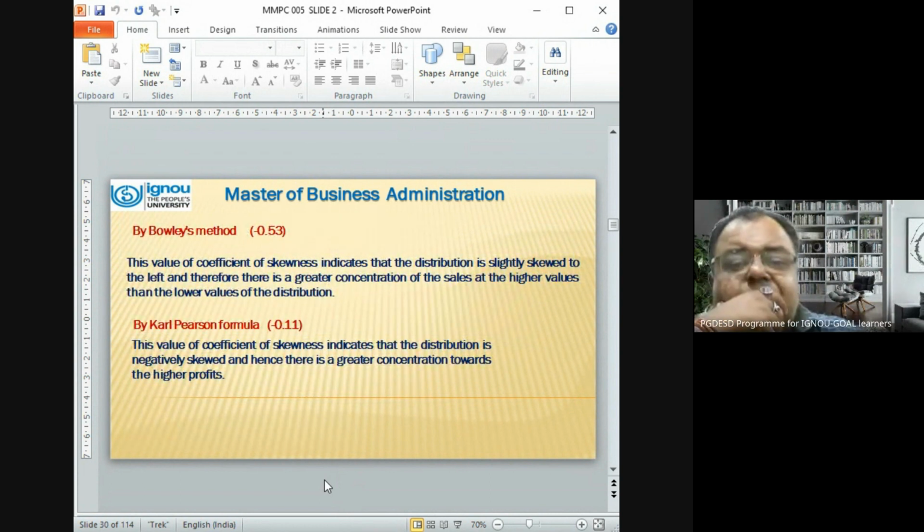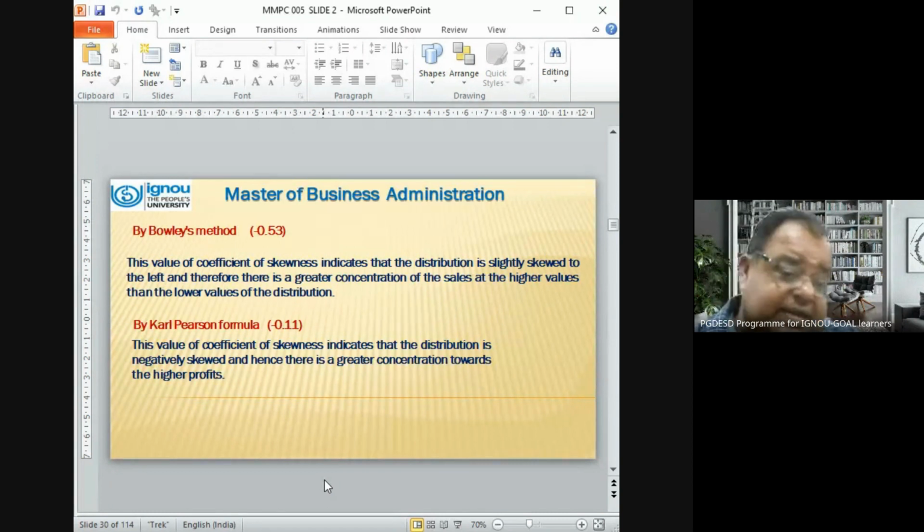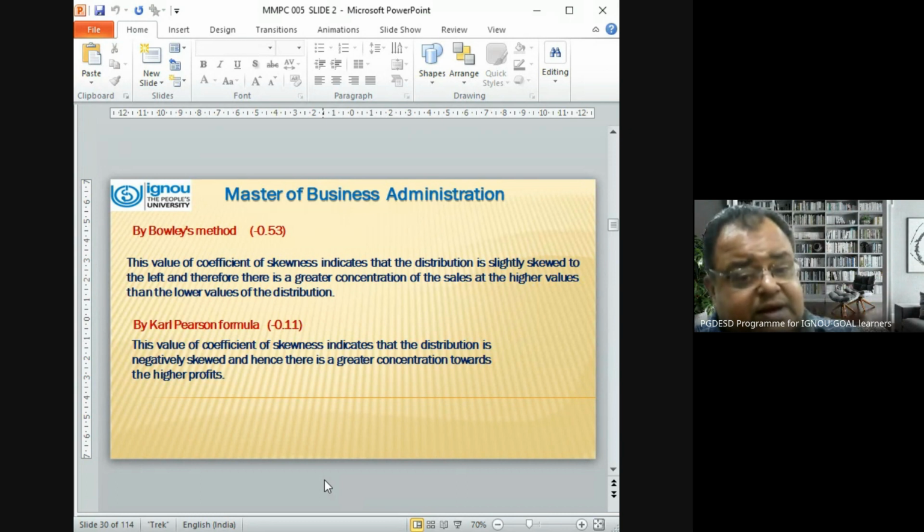Now see, the value of coefficient of skewness indicates that the distribution is slightly skewed to the left, and therefore there is a greater concentration of the sales at the higher values than the lower values of the distribution. For the Karl Pearson formula, it comes out to be negative 0.11. The value of coefficient of skewness indicates that the distribution is negatively skewed, and hence there is a greater concentration towards the higher profit.